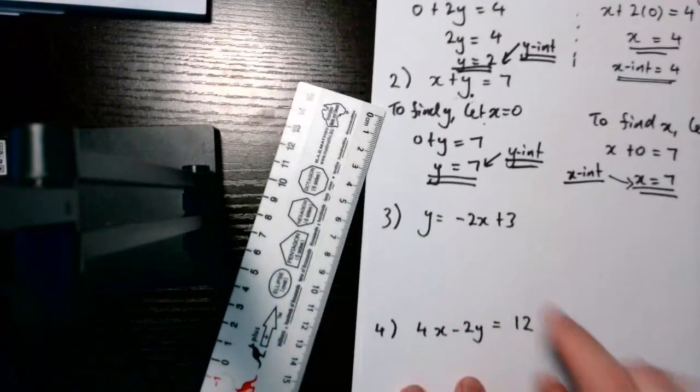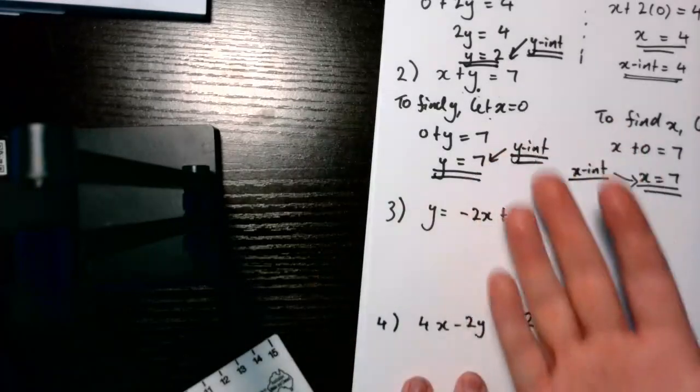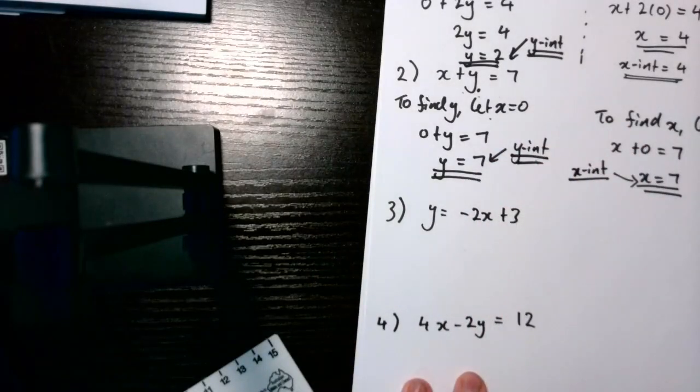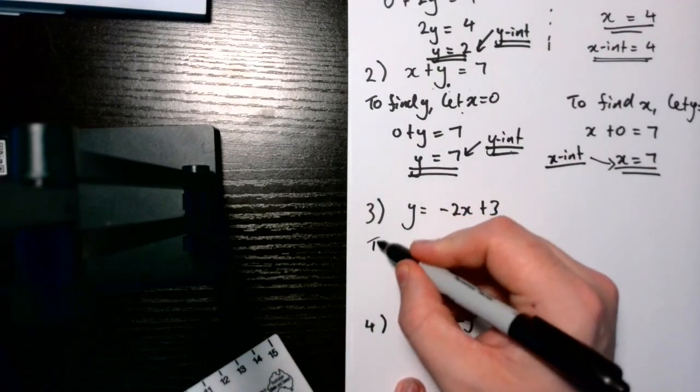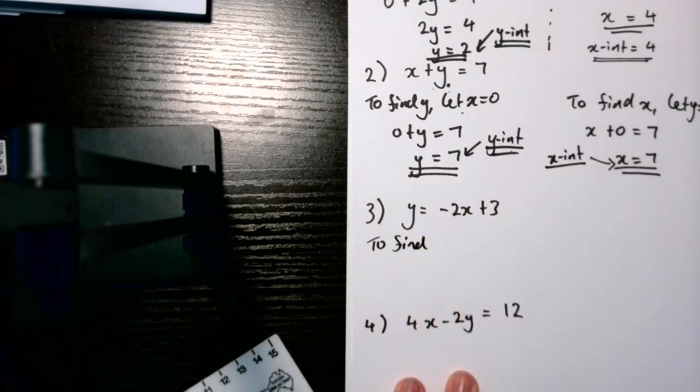So let's do the next one. This is in gradient intercept form, and if you have a Cartesian plane, you could do that, okay, but I'm just going to show you how to do it using the intercept method anyway. So I want to find y. I tell the reader exactly what I'm doing.